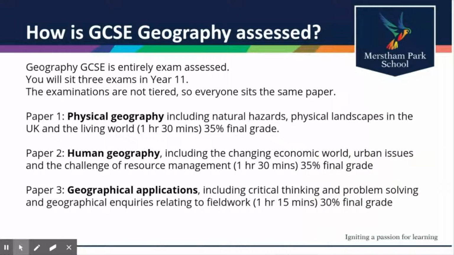So how is the Geography GCSE actually assessed? So it's entirely exam-based, and there's 3 exams at the end of year 11. They're not tiered, so everyone sits the same paper. So the first paper is the physical geography, second one is the human geography, and that third one is our geographical applications, which also relates to field work.